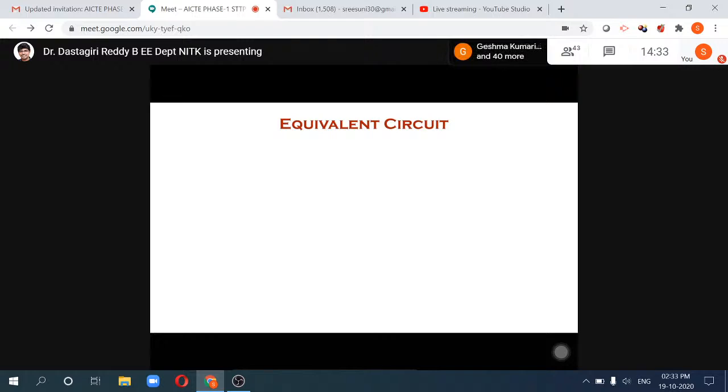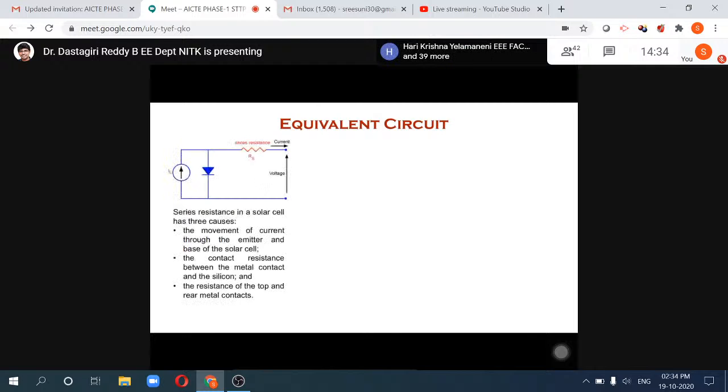Fine. Now, when it comes to the equivalent circuit, we'll see in detail why series resistance comes into the picture. Why does series resistance come into the picture? Because of the movement of current through the emitter and base of the solar cell. All the currents have to move in certain paths.